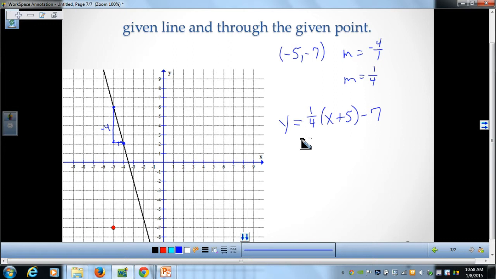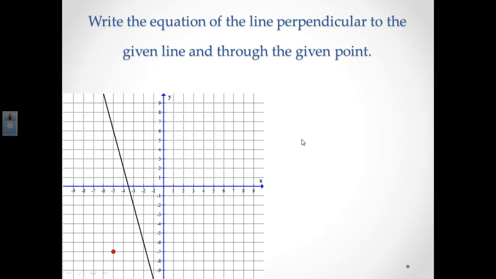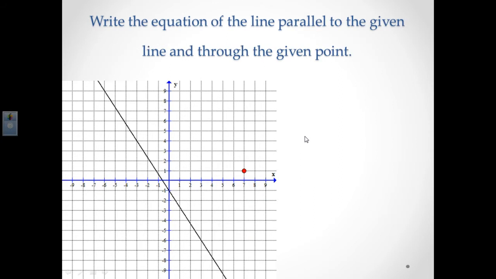Okay, so now we're going to go through some example problems. I'm going to have you do some work, and then we'll check that. So let's start with this guy. So what I'd like you to do is write the equation of line parallel to our given line and through the given point. So go ahead and pause the video and do that now. Okay, so this is the equation that you should have come up with. Y equals -5/3 times the quantity x minus 7 minus 1.